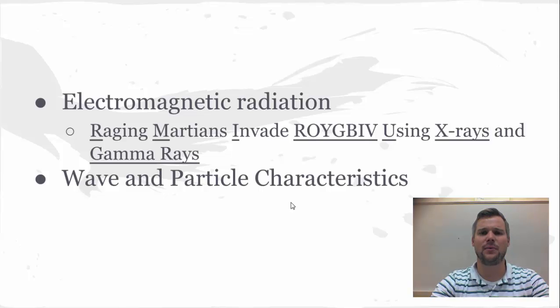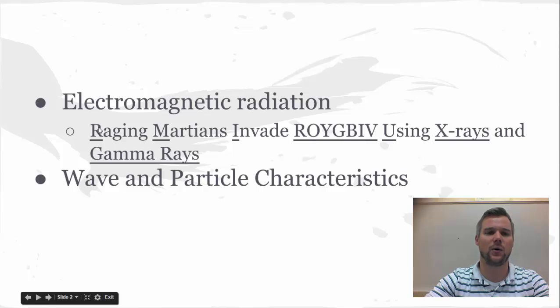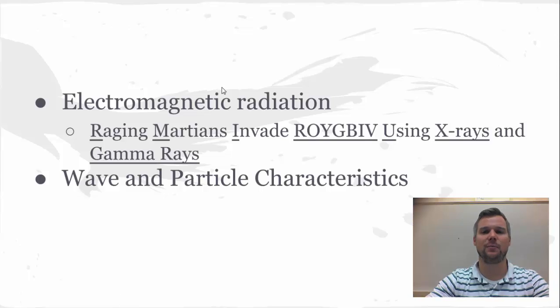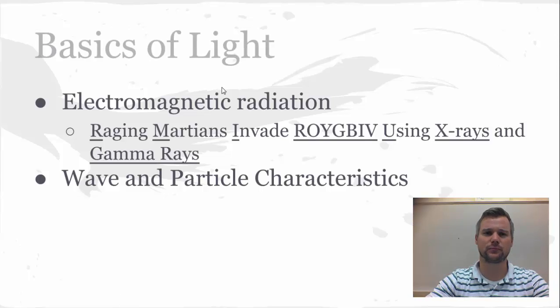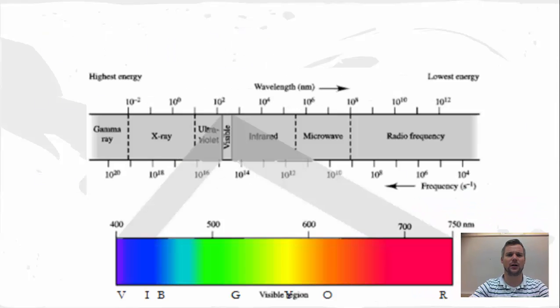And we have a way to remember that: Raging Martians Invade Roy G. Biv Using X-rays and Gamma rays. So R is for radio waves, M is for microwaves, I is for infrared or inferior red, it's less than red. Then we have Roy G. Biv, which is visible light. U will be ultraviolet. X-rays, then it just says it, and then gamma rays. So this electromagnetic radiation has wave and particle characteristics. So that's the basics of light that we're talking about here.